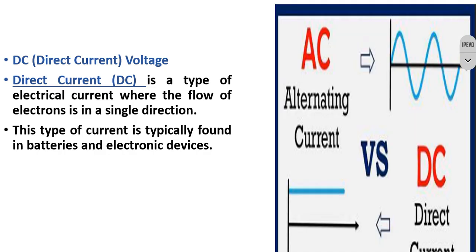So look at the figure here. You will see the AC, or you call it alternating current. Look at the figure, how it is. It's moving up and down. Then look at the figure for DC. Direct current is a one-dimensional flow.